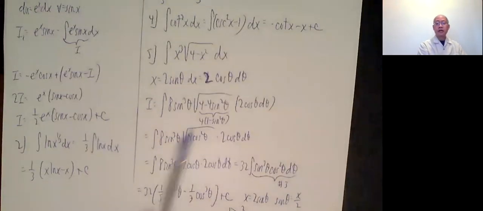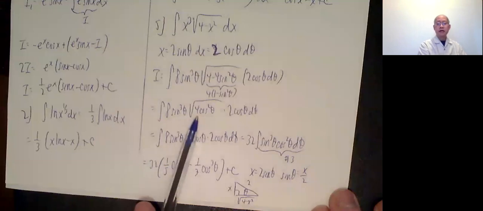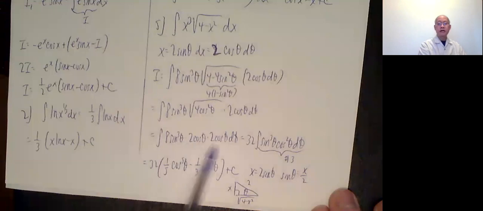And we know the next step, that's going to become 4 cosine squared theta. So leave that alone. 8 sine cubed theta, square root of 4 cosine squared theta, 2 cosine theta d theta. This comes out to be 8 sine cubed theta. That becomes 2 cosine theta times 2 cosine theta d theta. 8 times 2 is 32. And I have the integral of sine cubed theta cosine squared theta d theta.